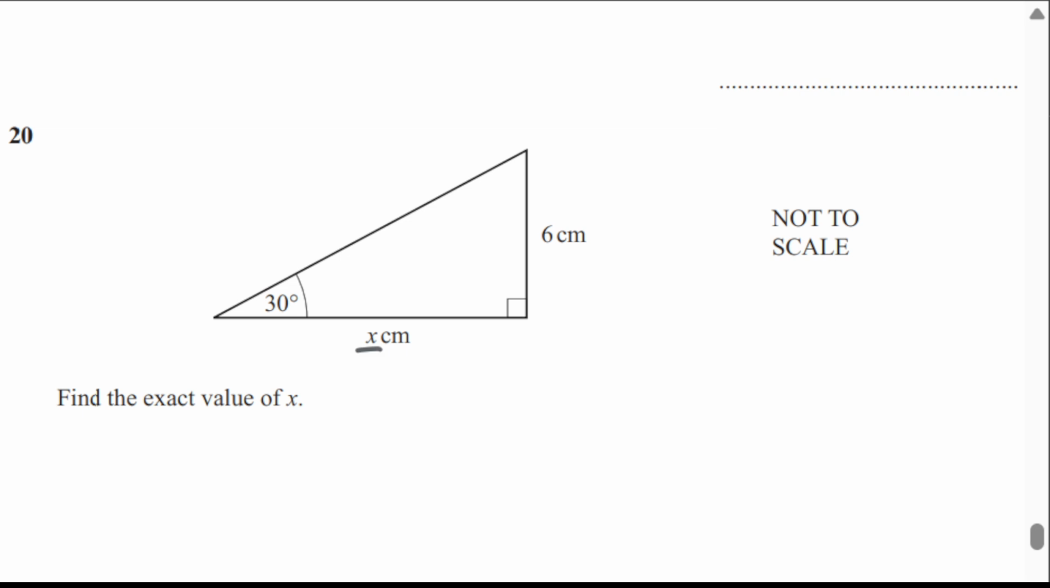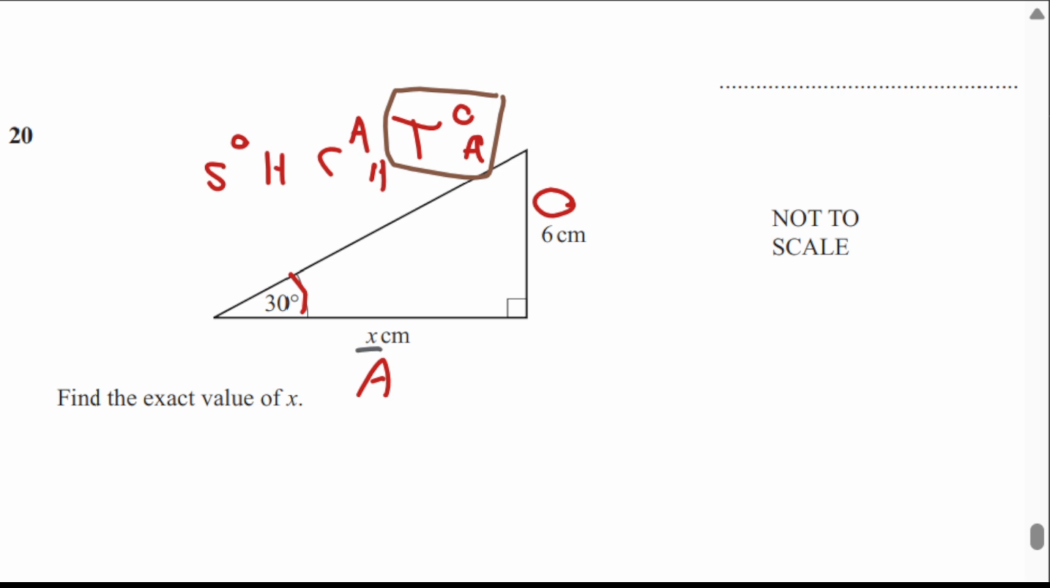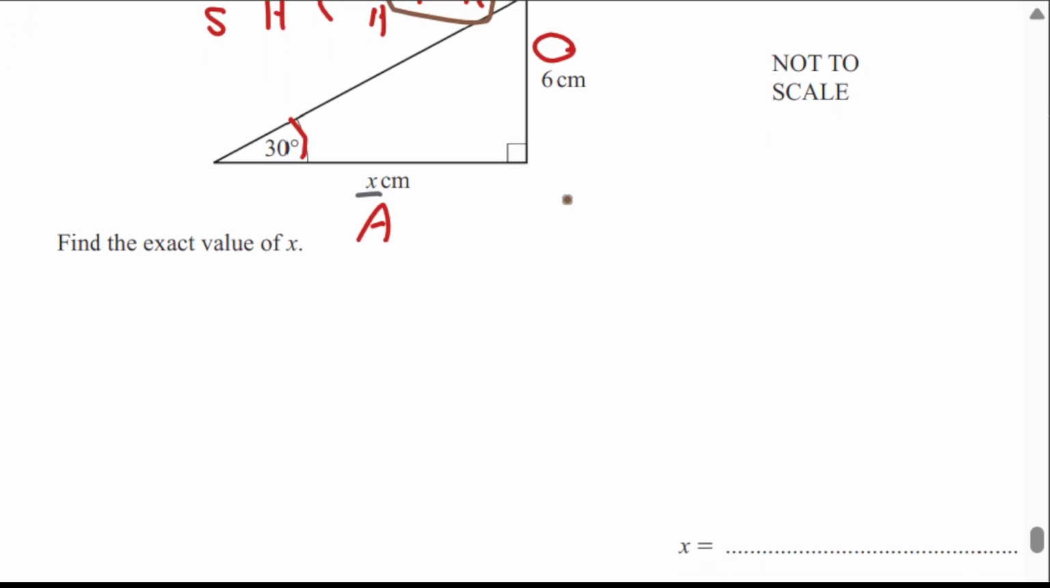X from the perspective of this angle is adjacent, so let's write A. 6 from the perspective of the angle is opposite to that angle, so let's just write O. Now definitely we will need to use SOH, CAH, TOA. So which one of these has O and A? It's obviously this, right? So let's write it here.